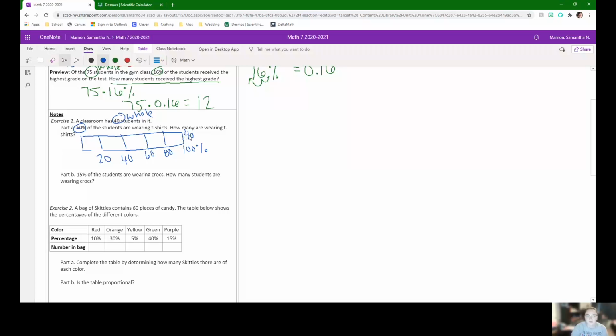So if you wanted to use some kind of tape diagram or double number line, this 40 students, you can split in these 5 boxes, or 40 divided by 5, and we know there's 8 in each box. And I only want 60%, so that's up to the 60% line. So that's 3 of those 8s. 8 times 3, or 8 plus 8 plus 8, I get 24 students wearing t-shirts.